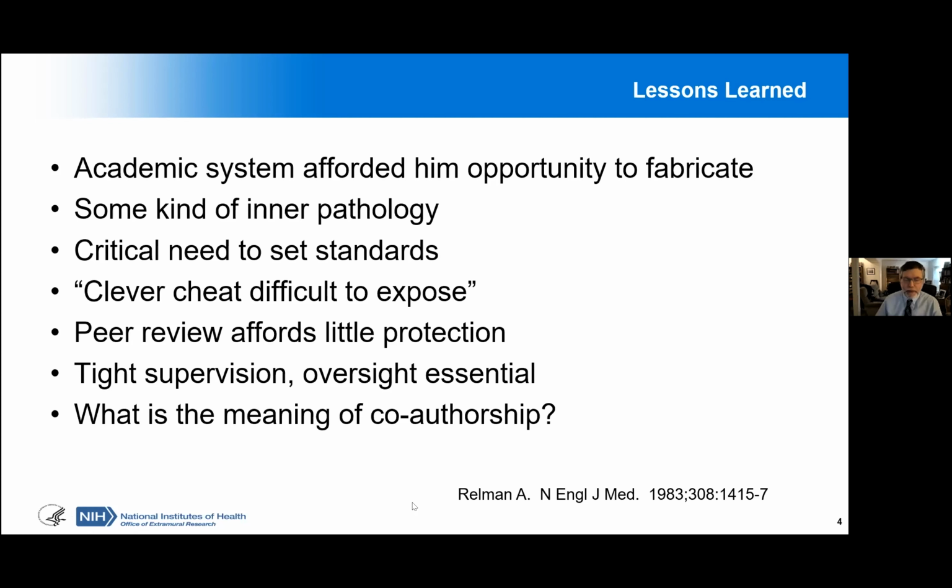One of the key problems here is that the supervision within his research operations, including the one at Emory, as well as in Boston, was rather loose. And then another big problem was co-authorship. There were prominent people who were co-authors on papers that actually were works of fiction. And you've got to wonder what roles and what degree of oversight did they play.